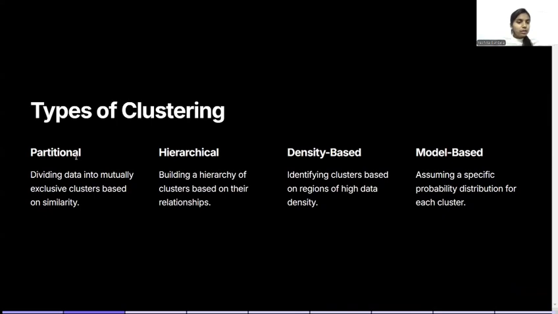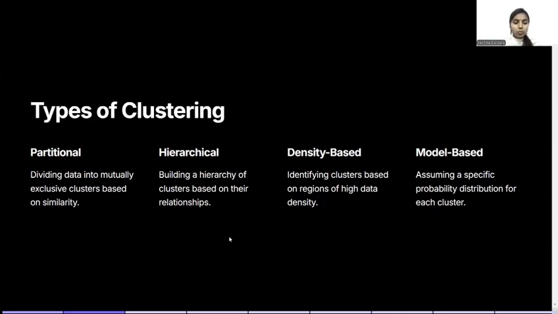Partitional means dividing data into mutually exclusive clusters based on similarity. It divides data into separate groups, like k-means. Hierarchical means building a hierarchy of clusters based on their relationships, a tree-like structure of clusters. Density based means identifying clusters based on regions of high data density.